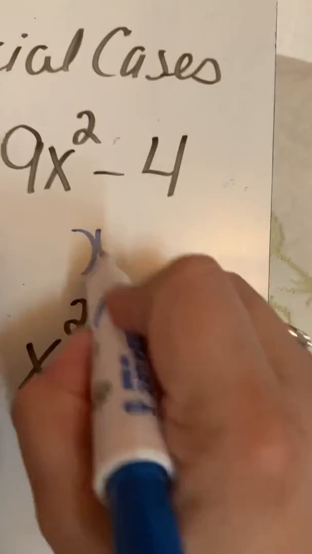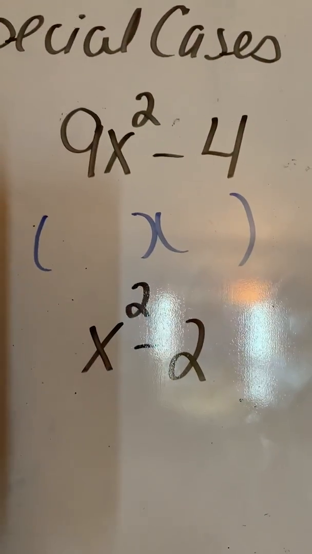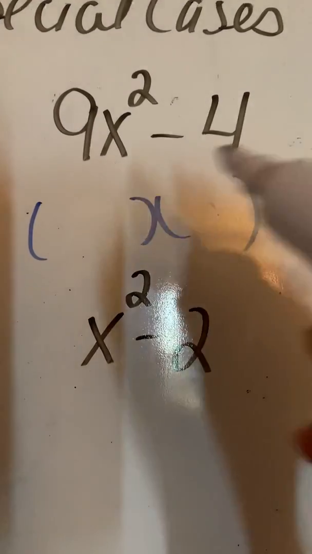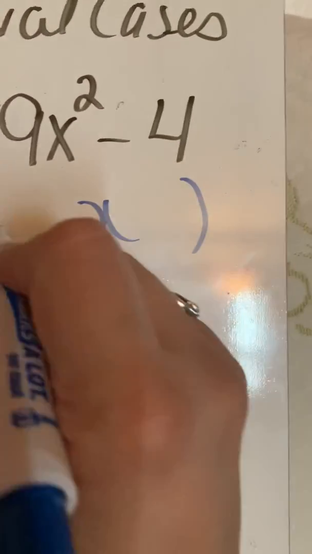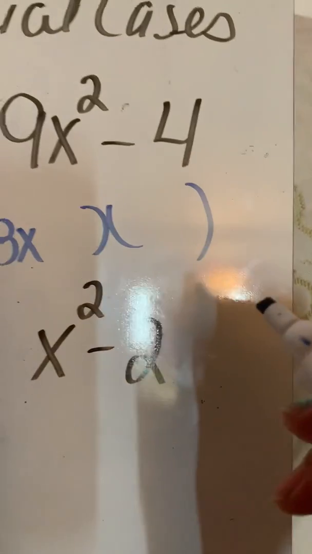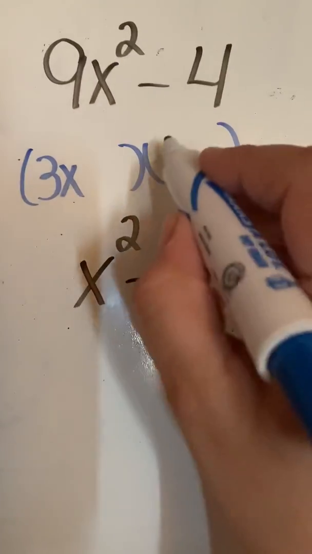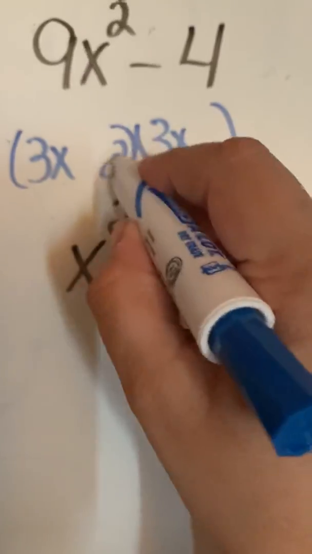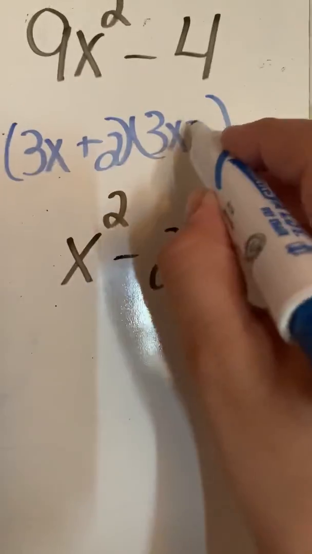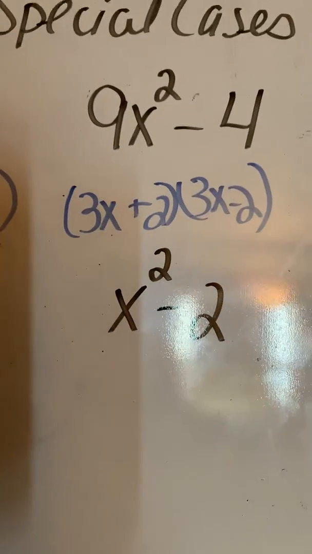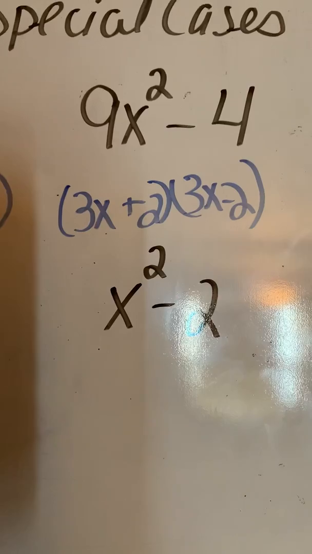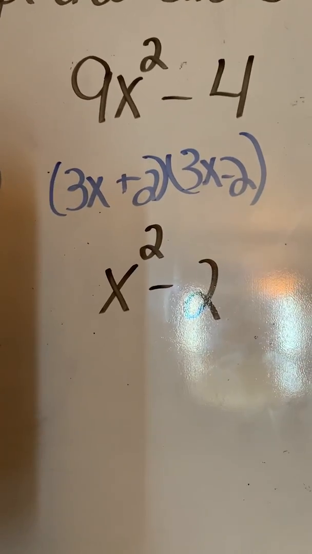So this one here, same thing. You've got perfect squares right there. So the square root of 9 is 3x. The square root of 4 is 2. Throw in a plus, throw in a minus, factored. It's as easy as that.